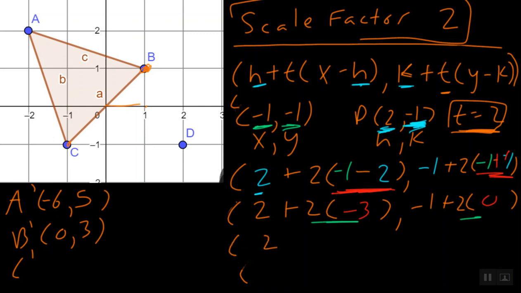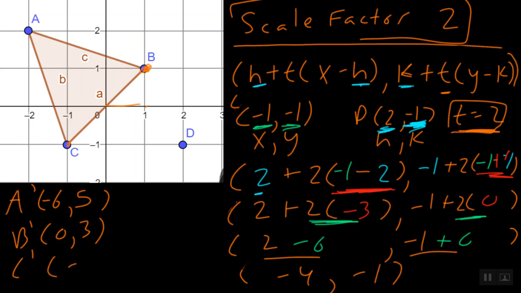And we can say, okay, well 2 plus or minus something, comma, negative 1 plus or minus something, and in the green, we know 2 times negative 3 will be negative 6, and 2 times 0 will be 0. And lastly, we can just finish this off by saying 2 minus 6 will be negative 4, comma, and negative 1 plus 0 is negative 1. And here's our C prime value, negative 4, comma, negative 1.